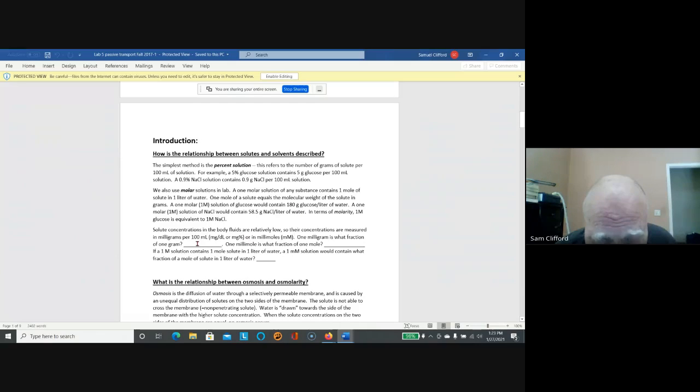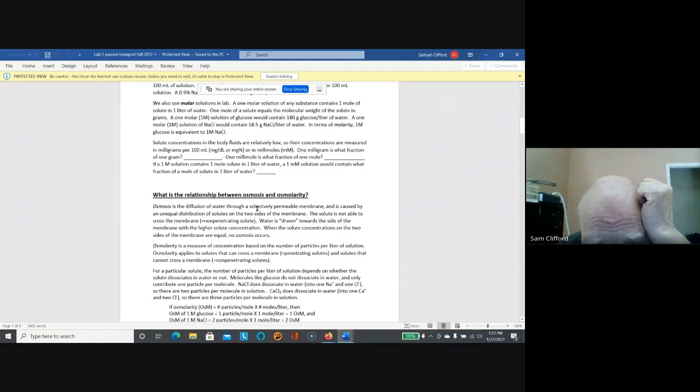So in your body, we have milliosmoles of substances. So a millimolar solution would contain a fraction, 1/1000th of a 1 molar solution. The concentrations in the body run around 300 millimoles. Okay? So osmosis is the diffusion of water through a selectively permeable membrane and is caused by the unequal distribution of solutes on 2 sides of the membrane.